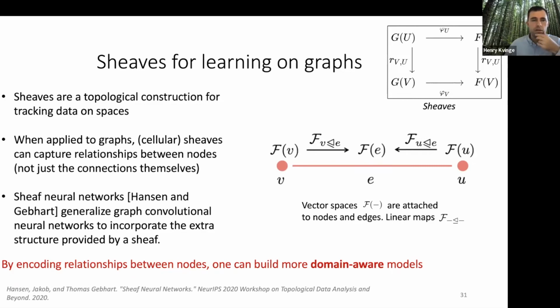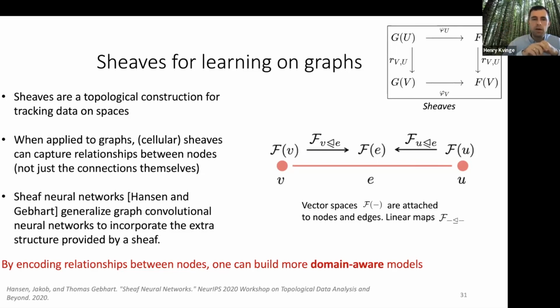Since we have mostly math, or at least some mathematicians here, sheaves are a very common tool in several disciplines of math. If you don't know much about them, you can think of them as a principled way of tracking data on some spaces. When they're applied to graphs, I guess they're called cellular sheaves, and they can capture relationships between nodes. This is in contrast to just taking a graph as it is, where the only real information is whether two nodes are connected or not.